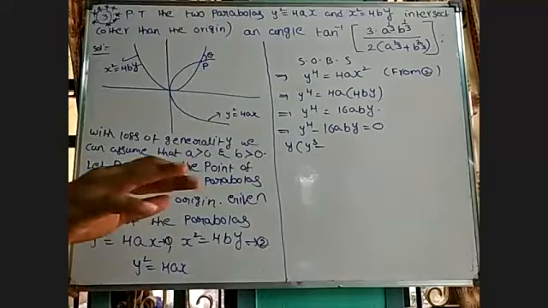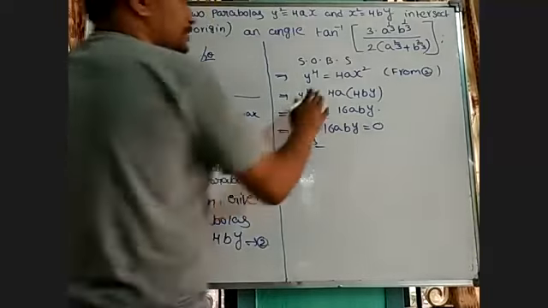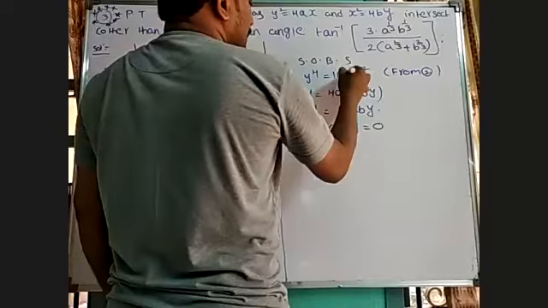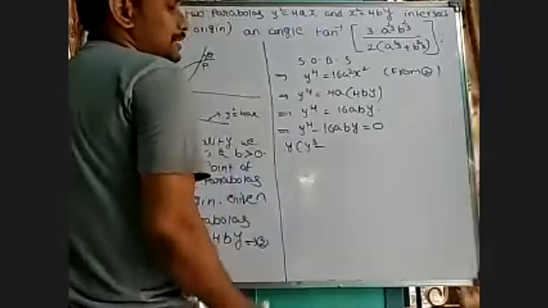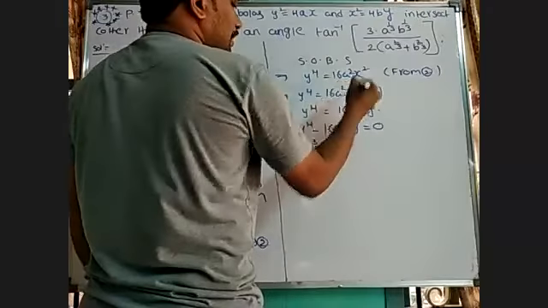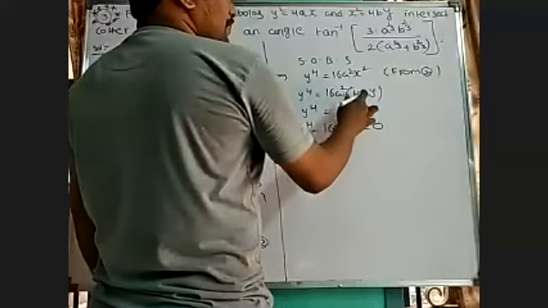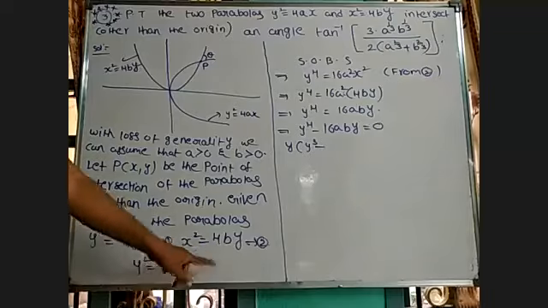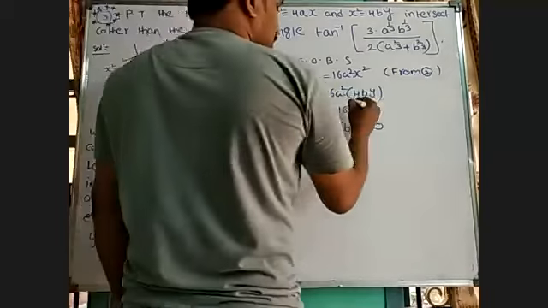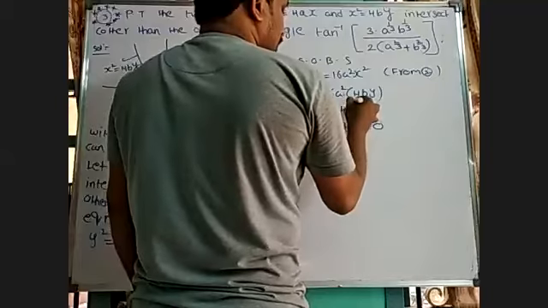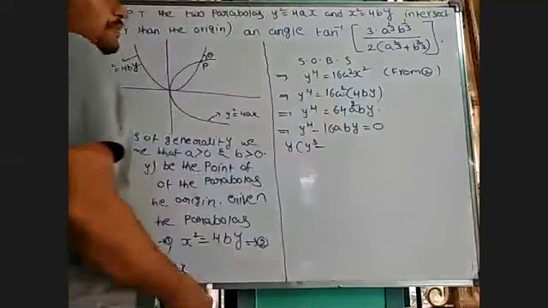Okay, sorry. If you square it, what we get? This value is 16a square we can get. Okay, 16a square. Next, from this, x square means what we get? 4by. Okay, we are substituting. This value is 64a square b y we can write.